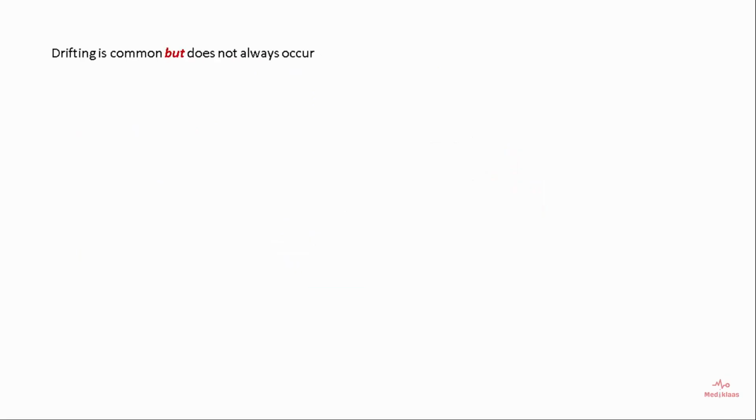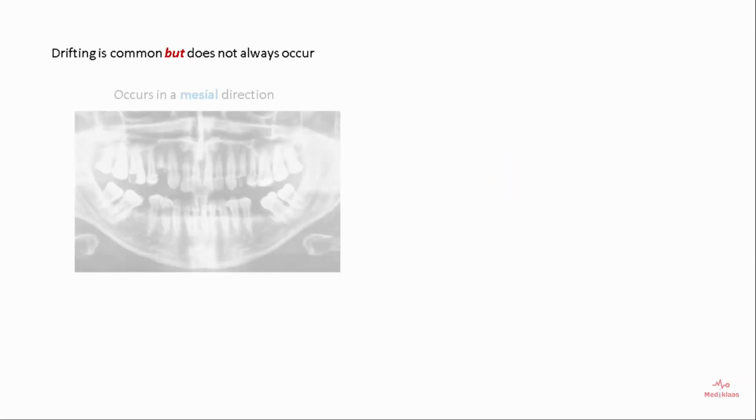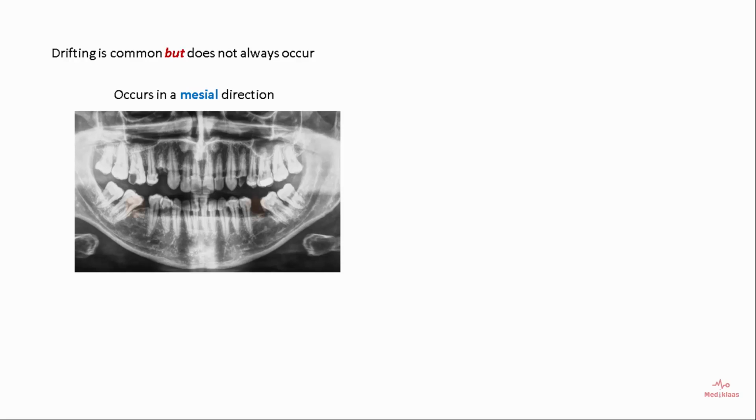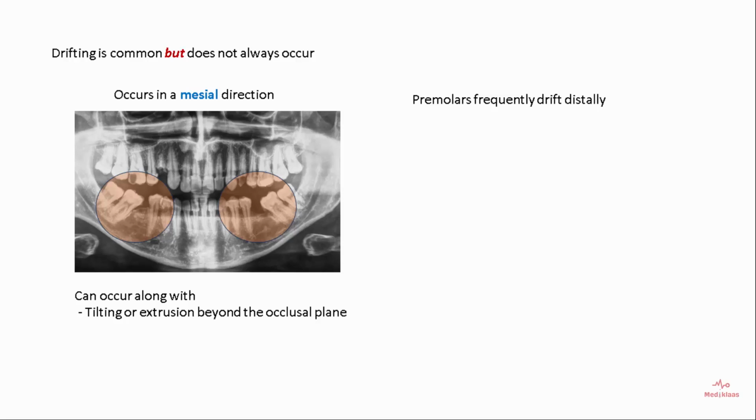Drifting is common but does not always occur, but when it occurs, it generally occurs in the mesial direction. Premolars are seen to frequently drift distally. Drifting can occur along with tilting or extrusion beyond the occlusal plane.